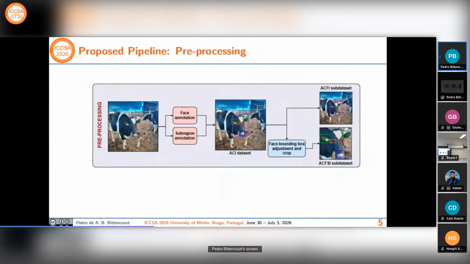The figure shows the first stage of our proposed detection method. Our method has 3 stages, and the first one is preprocessing. Here, we split the original ACI dataset into 2 complementary sub-datasets. The first one, called ACFI, keeps only face annotations on full images. The second one, called ACFSI, keeps only subregion annotations on face cropped images. So from a single dataset, we derive 2 specialized views that will feed 2 independent models.